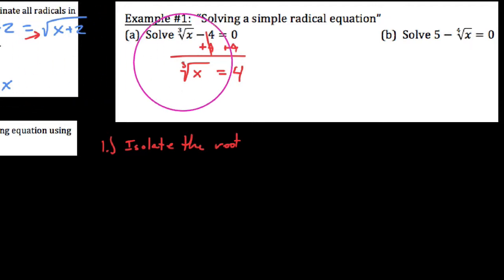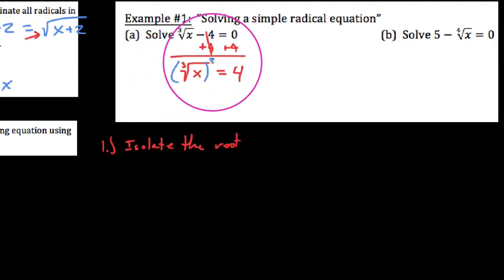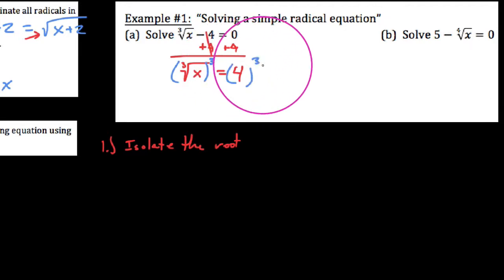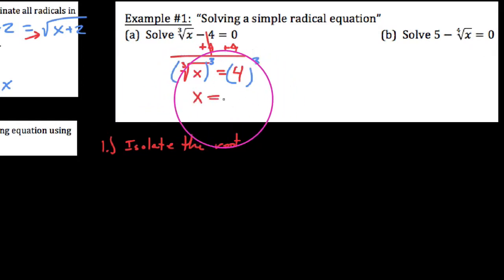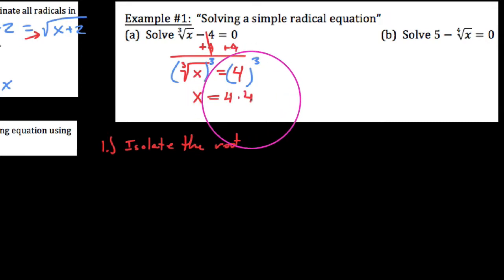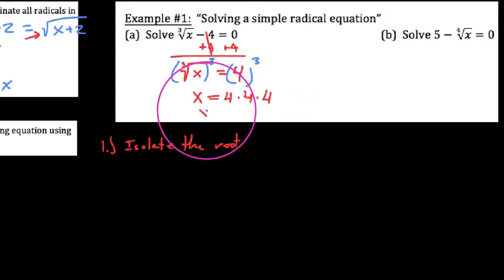Now remember we were going to use this powers property of equality. If I wanted to get rid of a cube root, the inverse of the cube root would be the cube power. What do we know about the cube root of x, cubed? Well, that's just x. So we end up with x here, and x is 4 cubed, really 4 times 4 times 4, so we get x is 64.